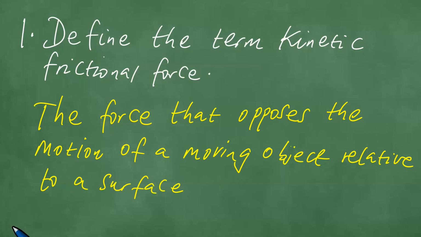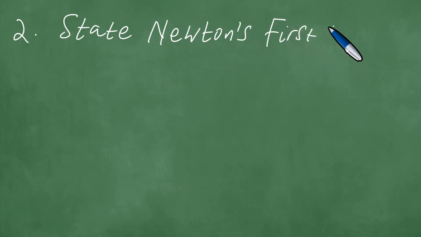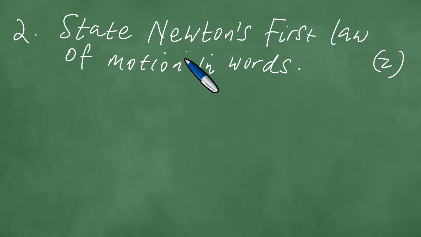Number two. Okay, we must learn some of these things we're going to use to do the calculations. Students must be able to state Newton's first law of motion in words. Normally, that one is given 2 marks in the exam. So let us see who can do this one. You forget the laws sometimes, I could already imagine. Does anyone know Newton's first law of motion in words? What does this law state? What does it say in words?